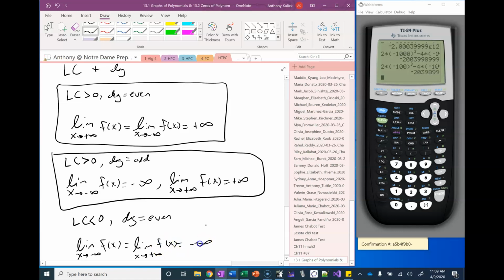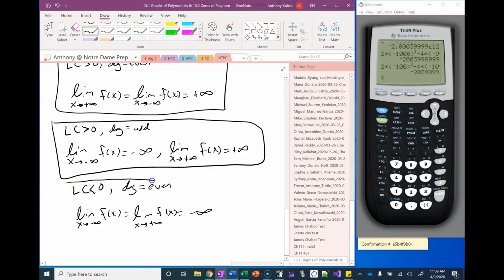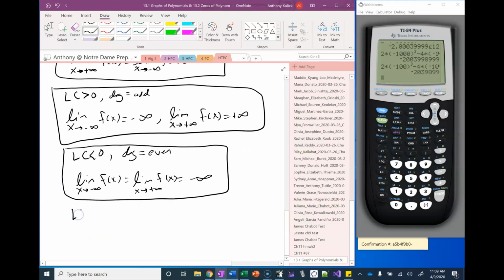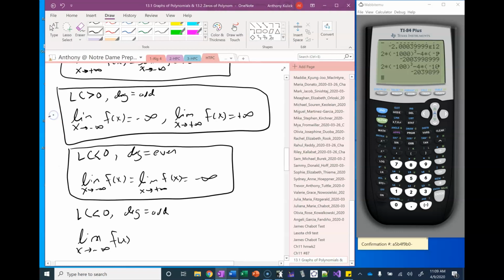But here, they're going to both be negative infinity. And the last situation, where the leading coefficient is negative and the degree is odd, here it's going to be kind of the opposite of what we saw in our example just a moment ago.